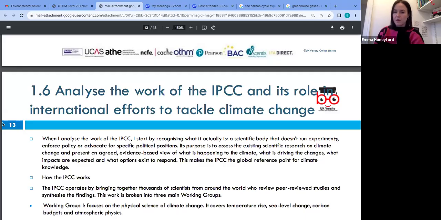really think about how it's a scientific body, that it doesn't run experiments, enforce policy or advocate for specific political positions. It's meant to be an impartial body, so it's meant to present and assess existing scientific research on climate change, and that's why it has been seen to be reliable and a force for change across the planet. So it's evidence-based, and it reviews what's happening to the climate, what is driving the changes, if it's human-driven, what the expected impacts are and what options exist to respond. So this makes the IPCC the global reference point for climate knowledge.